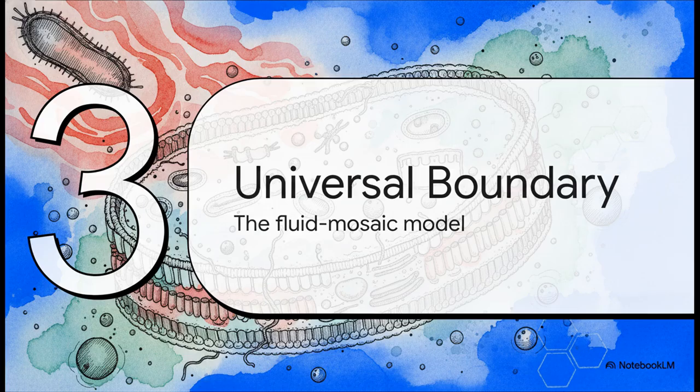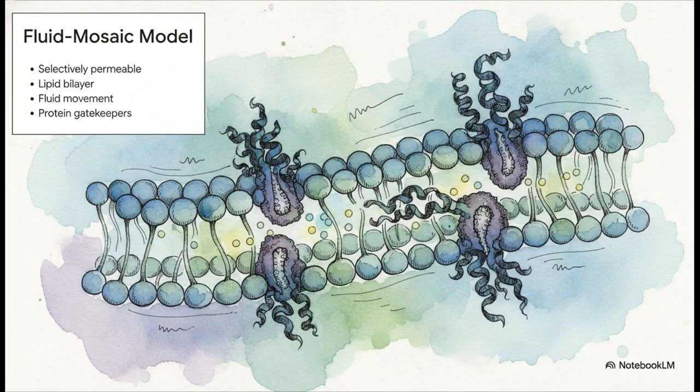Which brings us to Section 3, the universal boundary. Let's talk about the fluid mosaic model of the cell membrane. This is what scientists call the fluid mosaic model, and it details exactly how this outer defense functions. Think of it as a flexible, moving layer of fats. They have these water-attracting heads and water-repelling tails, and because they can move and flip around, it's considered fluid. And scattered throughout all of this are protein gatekeepers. They're arranged just like little mosaic tiles, and their whole job is to selectively decide what gets to enter and exit the cell.